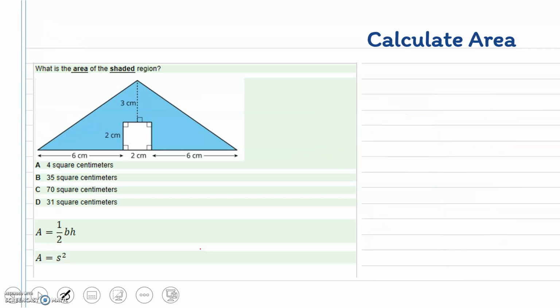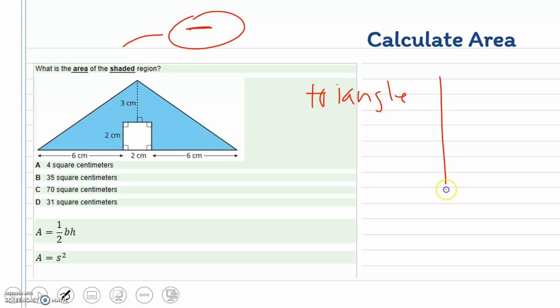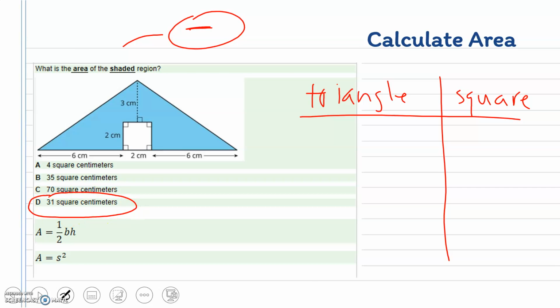Let's continue. This asks, what is the area of the shaded region? We know at the very end, because it's shaded, we need to subtract. You should see a triangle and a square. Go ahead and solve for your final answer. You should get D.